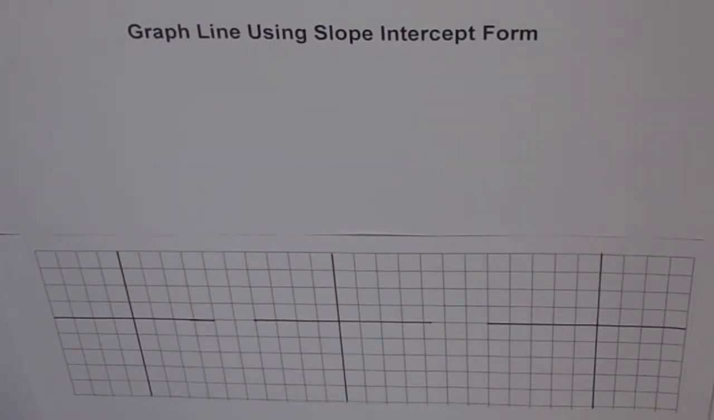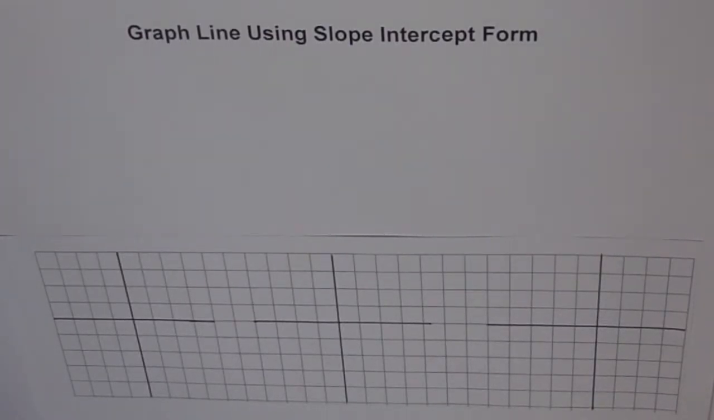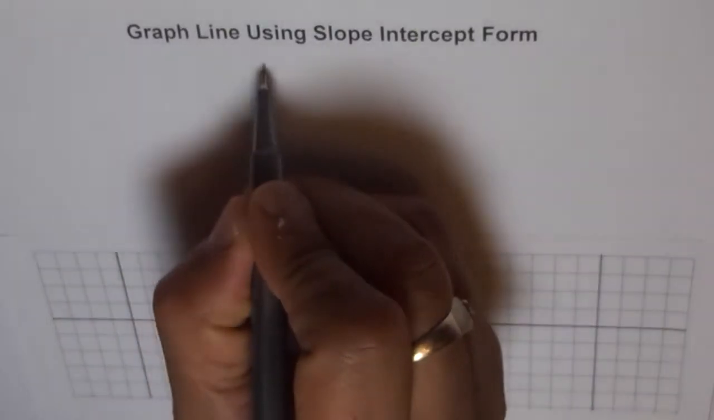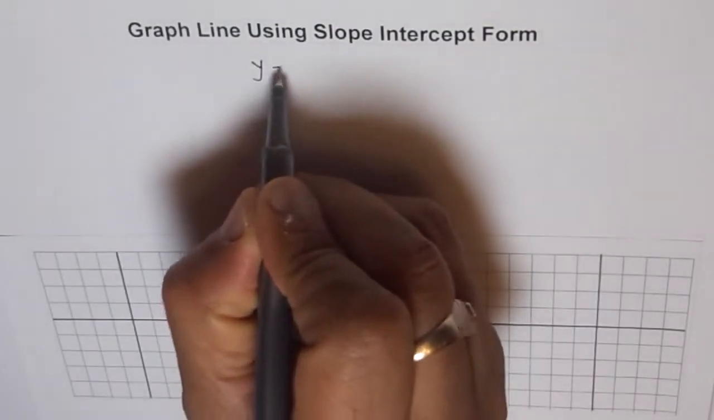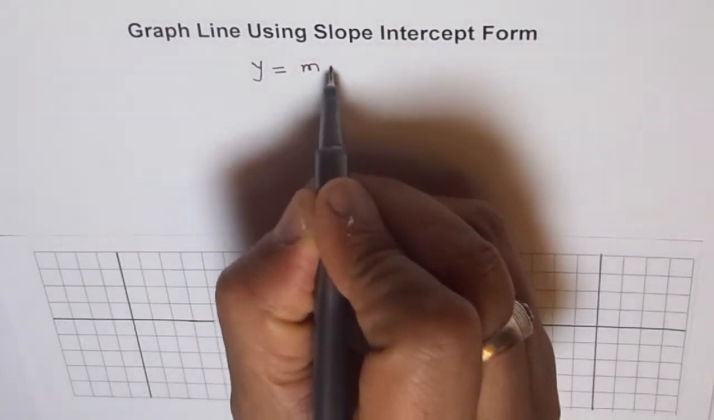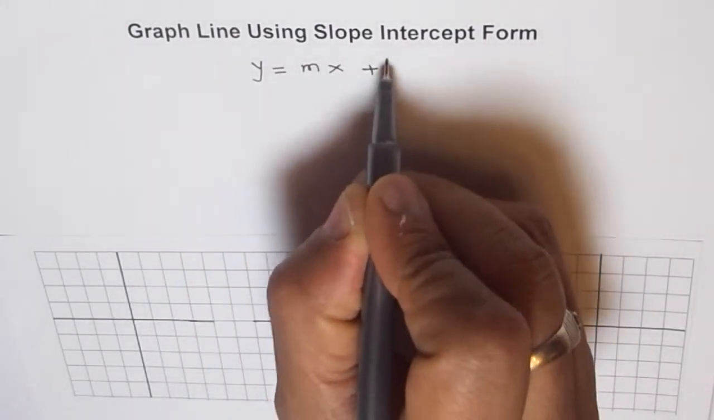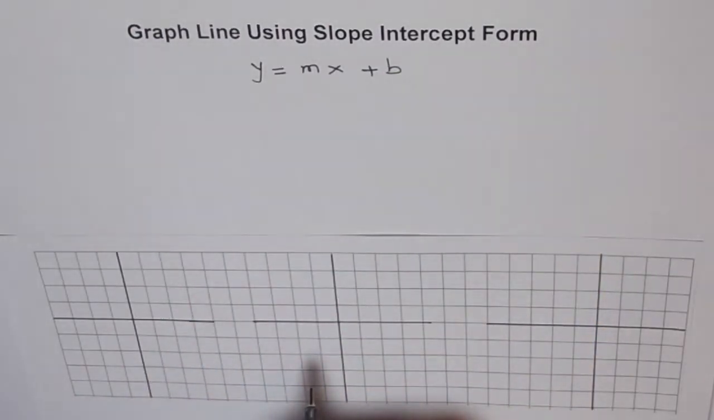Let's try to understand how to graph a line using slope-intercept form. Okay, let's first talk about what is slope-intercept form of a line. If we are given a line in the form of y equals mx plus b, then this is called slope-intercept form.